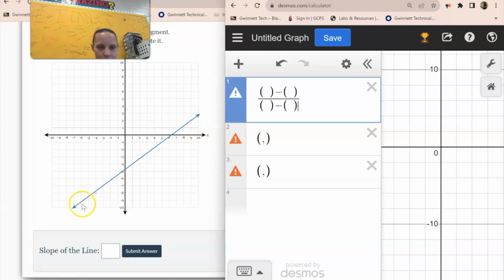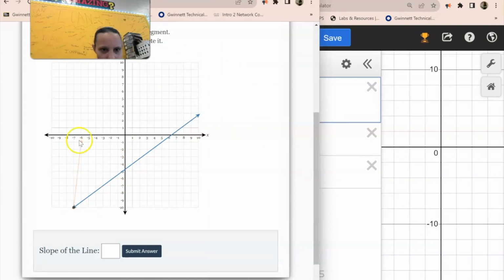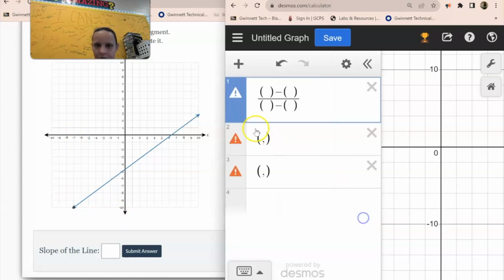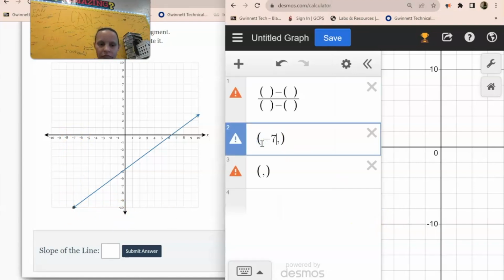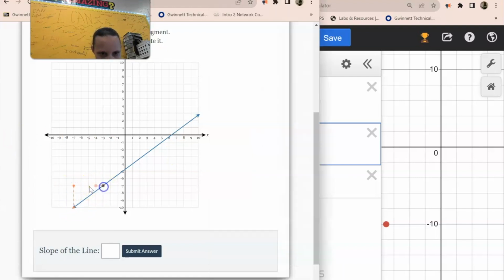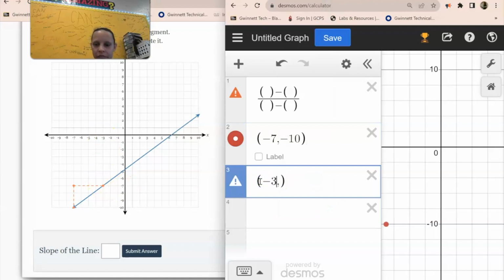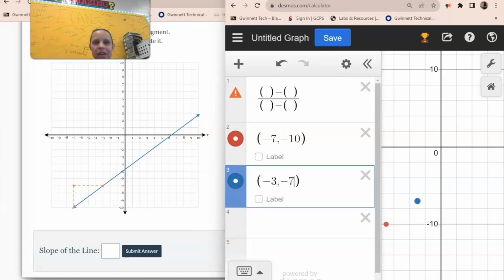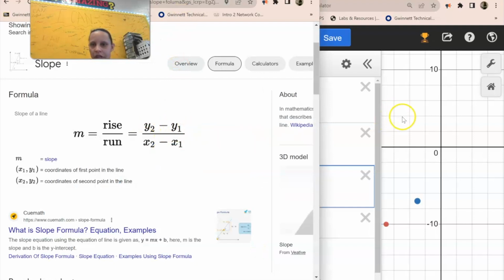All right, let's get my 2 points. So again, starting anywhere, this is a point right here. So we can put this as a point. This is -7, so you do x first: -7, -10. Follow it until you get to another point, and it could be anywhere. This one right here. So this is my rise and this is my run. This point right here, x first, -3 and -7. Once I have my 2 points, I'm just putting it in the formula.